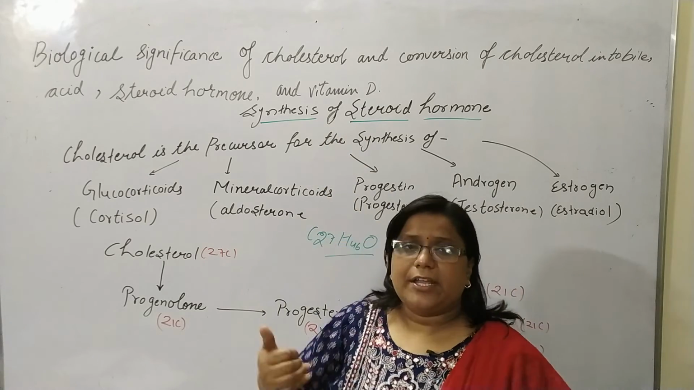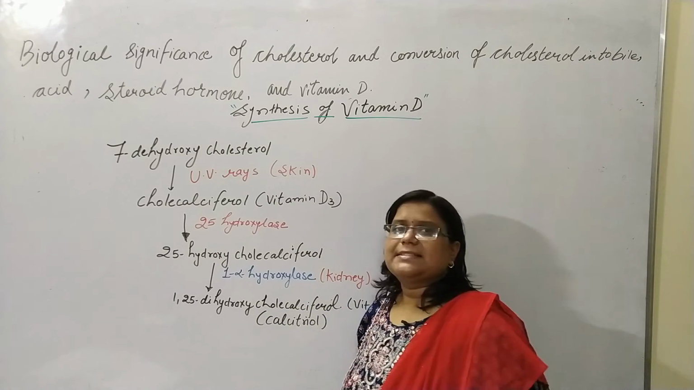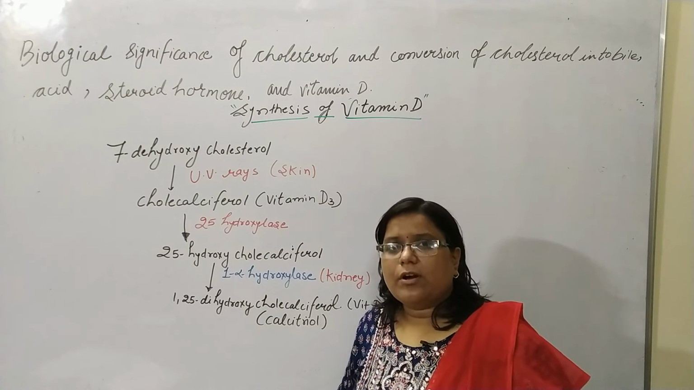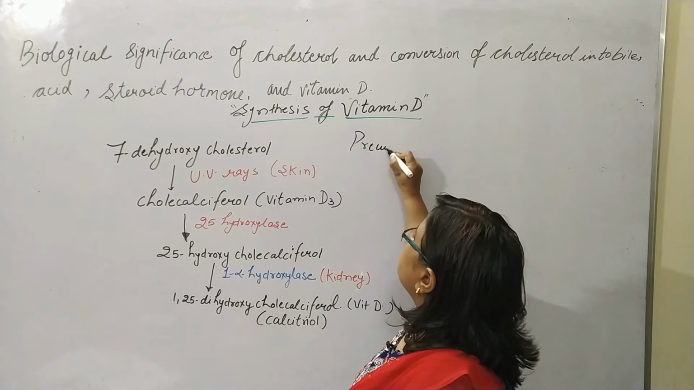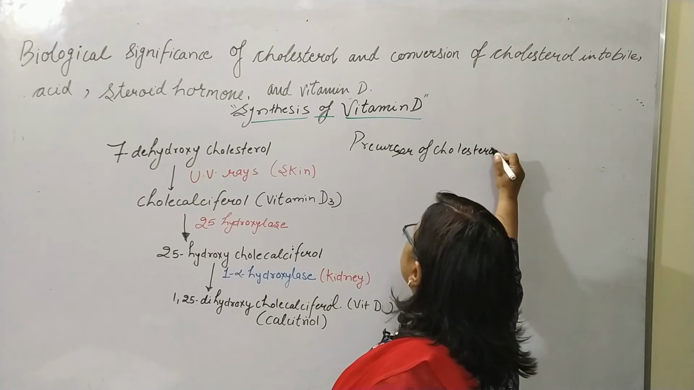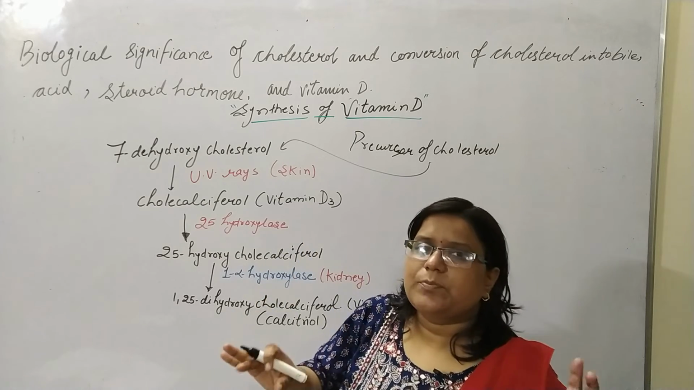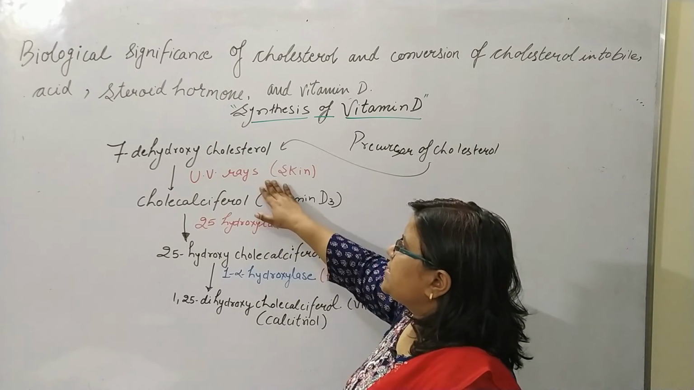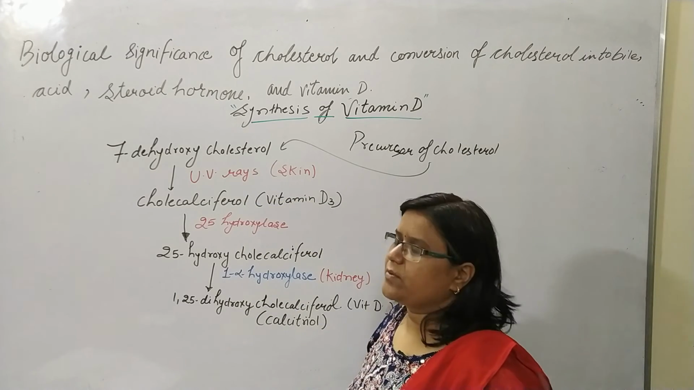So now come to the synthesis of vitamin D. Vitamin D is synthesized from 7-dehydrocholesterol, which is the precursor form of the cholesterol. The precursor of the cholesterol which is present in the skin is 7-dehydrocholesterol. Okay, so in the skin, when the ultraviolet rays interact with the skin, the 7-dehydrocholesterol is converted into cholecalciferol, which is vitamin D3.